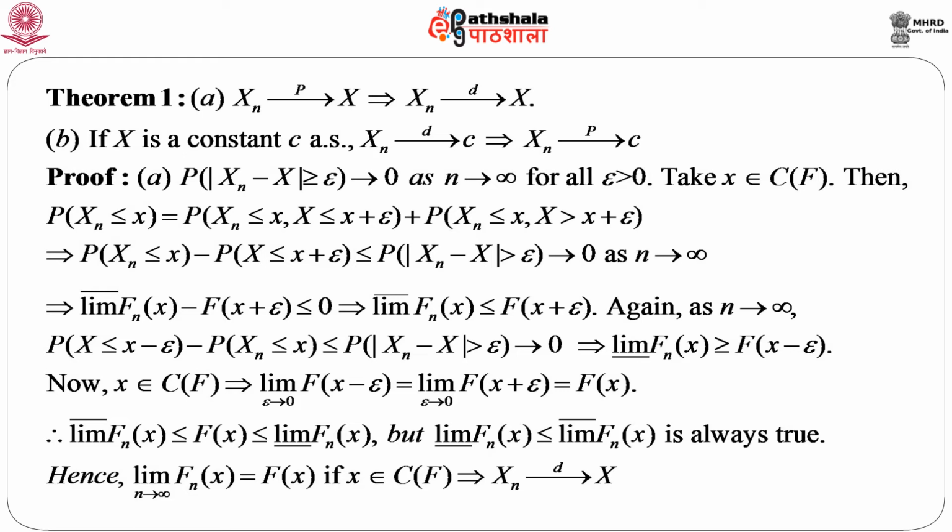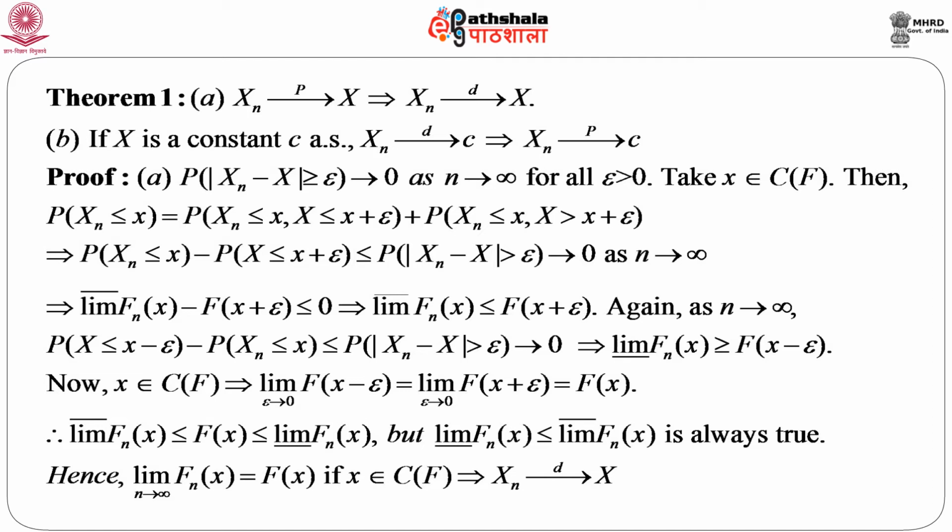So, from here, with a little bit of manipulation, we can always write this event: probability X_n less than or equal to x, comma, X less than or equal to x plus epsilon is less than or equal to probability X less than or equal to x plus epsilon, because we know that A intersection B is a subset of B, and hence probability of A intersection B is less than or equal to probability of B. So, from here we can immediately get probability X_n less than or equal to x minus probability capital X less than or equal to x plus epsilon, which is less than or equal to probability of mod X_n minus X greater than epsilon. This event comes from the previous line, that is from the event probability X_n less than or equal to x, comma, X greater than x plus epsilon.